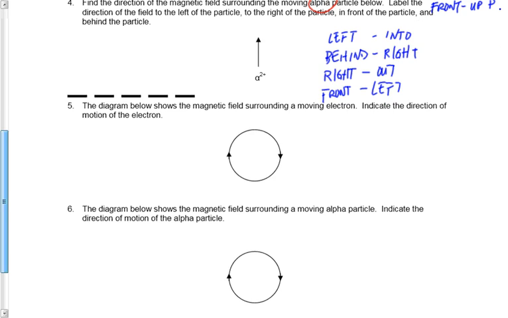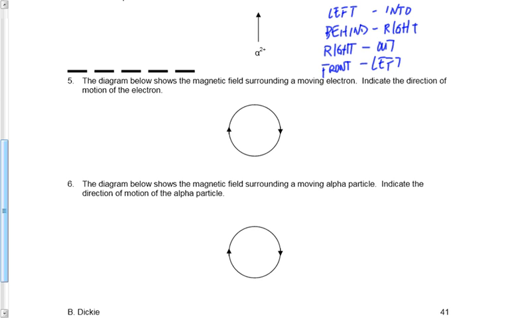Questions 5 and 6 are pretty similar here. Electron in number 5, alpha particle in number 6. So this is going to be left hand, and this is going to be right hand. This is kind of like algebra on the hand rule, rearranging the hand rule. Instead of saying, here's your thumb, which way do your fingers point? This time we're going to say, here's which way my fingers point, which way is my thumb going to go?